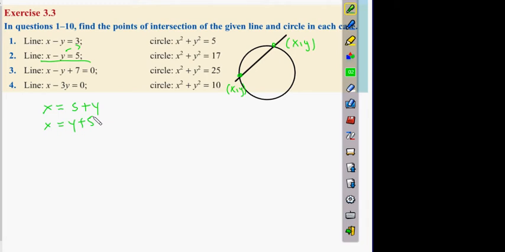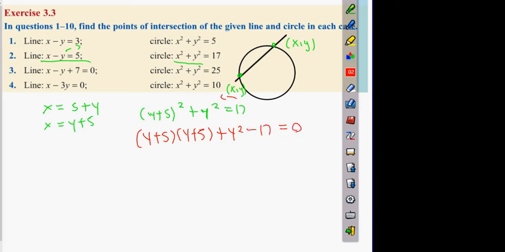You put the y plus 5 in the x squared. So instead of x, you're going to use y plus 5. So it's going to be y plus 5, y plus 5 squared plus y squared equals 17. Now, the most common thing to do wrong is the y plus 5 part. Does anybody know how to do that? Y multiplied by y. Y plus 5, y plus 5. Then you have your y squared and then the 17.